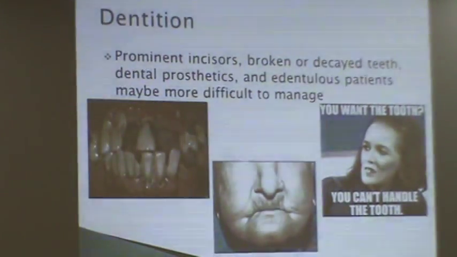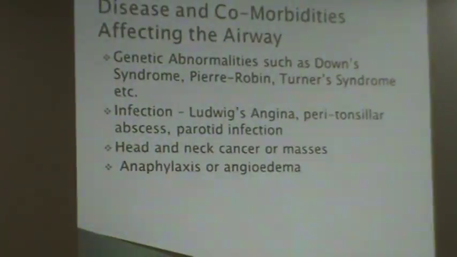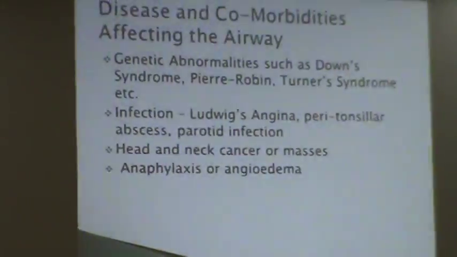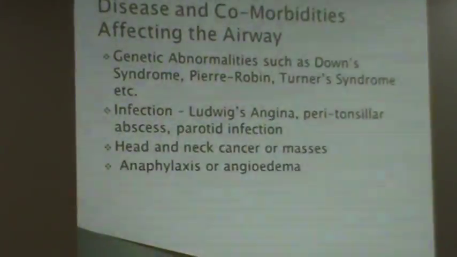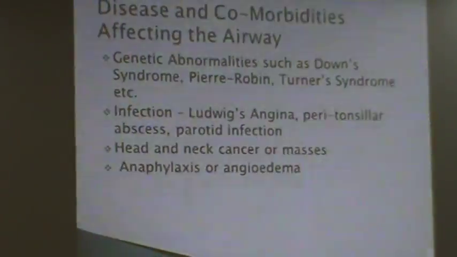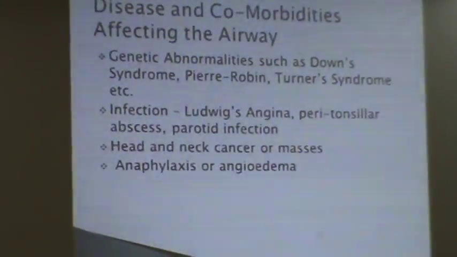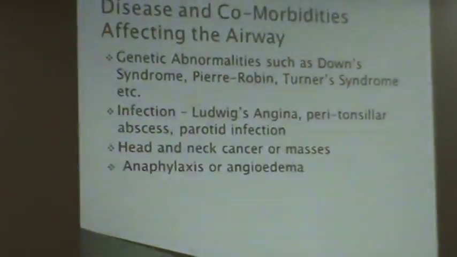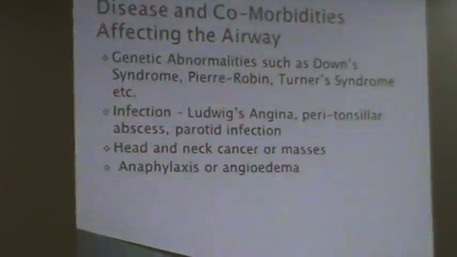Besides just looking directly at the airway, we also want to look at diseases and comorbidities that may affect the airway. There are certain genetic abnormalities, such as Down syndrome, where they're going to have a thick neck, a very large tongue, may have some difficulty in moving their atlanto-occipital joint. Pierre-Robin, which is a congenital anomaly where there is basically no chin, very difficult airway potential, Turner syndrome, and other things. Also, infection may be a problem if they have peritonsillar abscess, parotid infections, Ludwig's angina, where there could be some severe swelling in the airway itself or directly around the airway, compressing the airway structures.